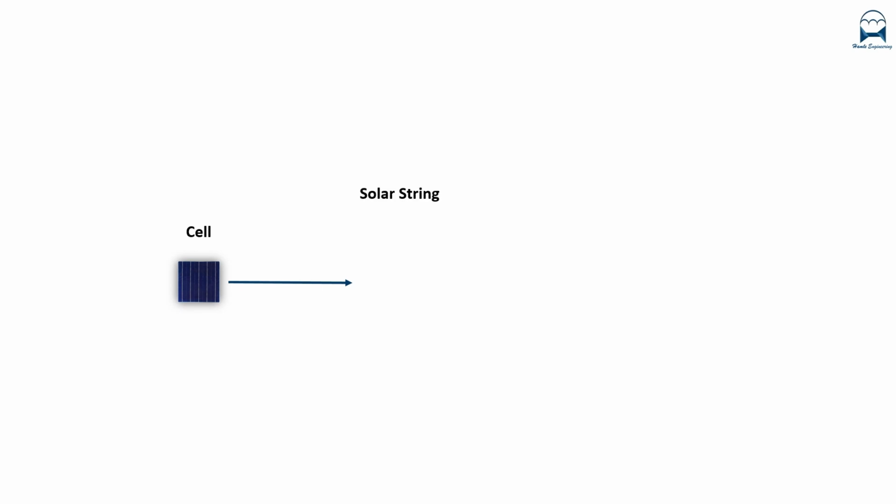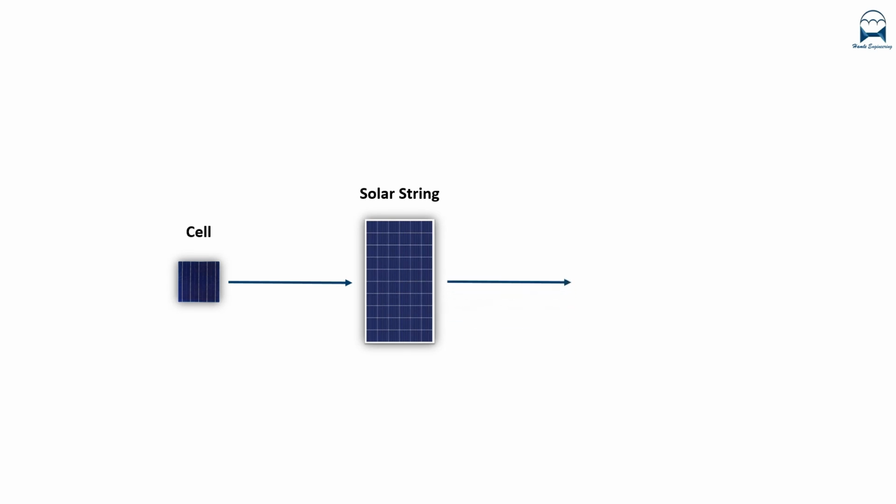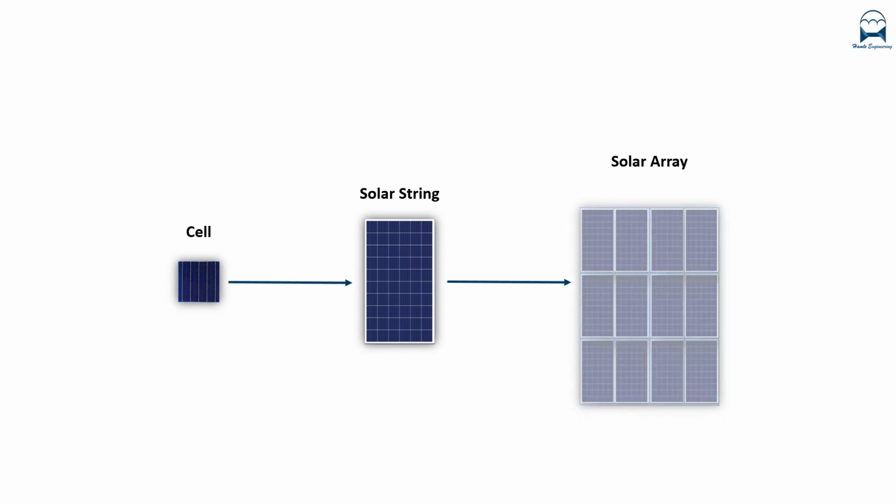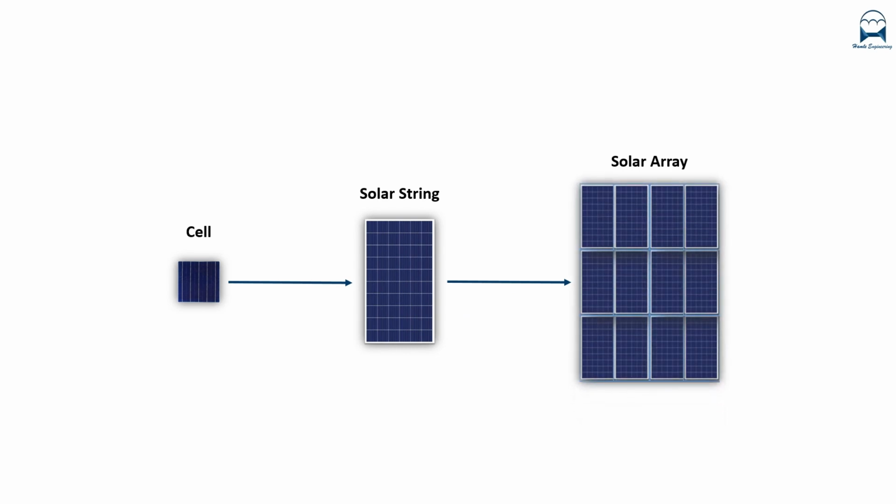PV string. Individual modules can be connected in series, parallel, or both to increase either output voltage or current. This also increases the output power. When a number of modules is connected in series, it is called a PV string. In series connection, the negative terminal of one module is connected to the positive terminal of the next module. In series connections, voltage adds up and the current remains constant.